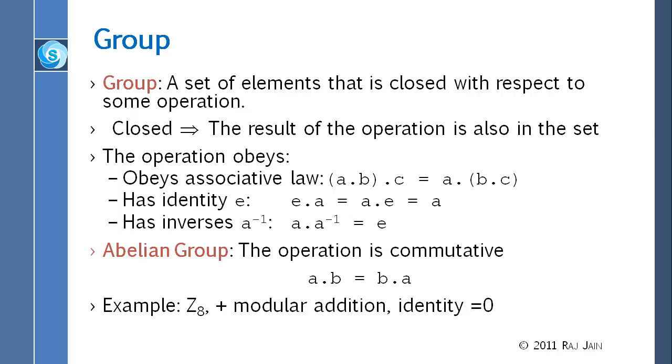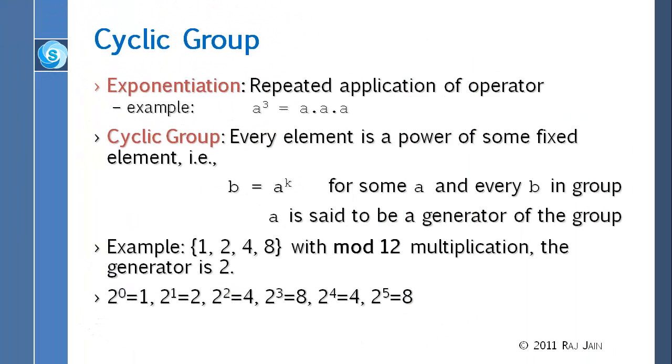Now Z8, the group that we saw a minute ago, is a group with respect to modular addition, and the identity is 0. We noticed that it was not a group with respect to multiplication because there was no identity, because inverses, the third property was violated. There were no inverses. You can apply the operator many times. So if you apply the operator 3 times, we could call it cube.